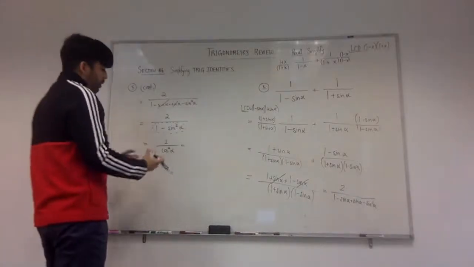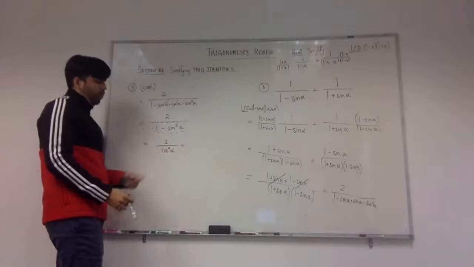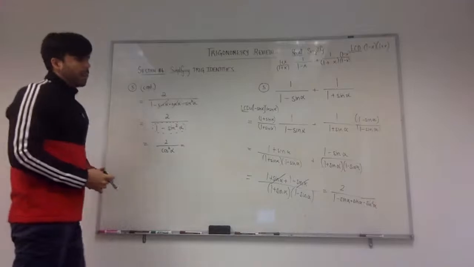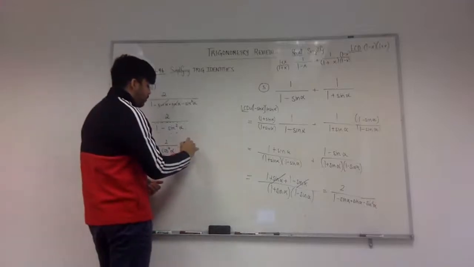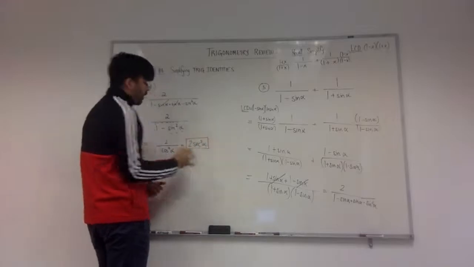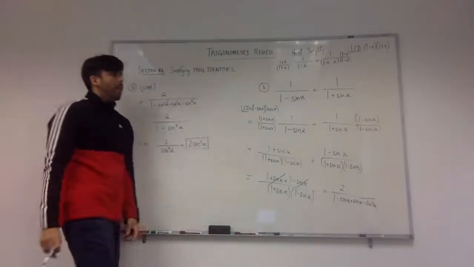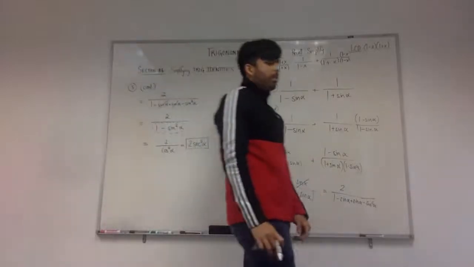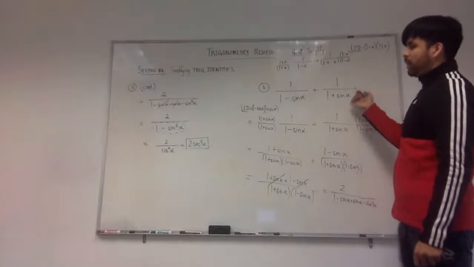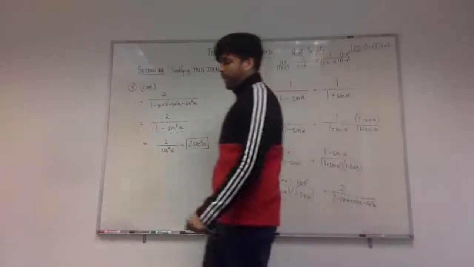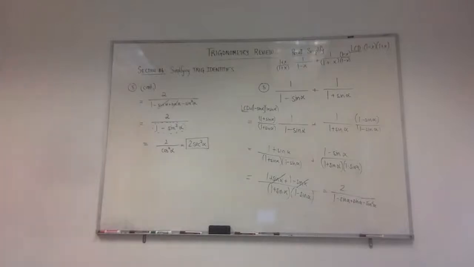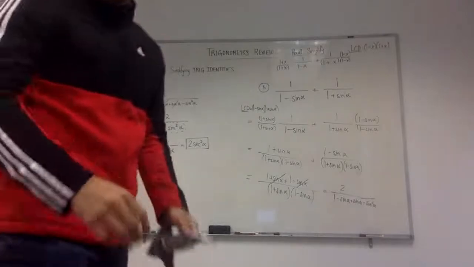Or I can write it more compactly without the fraction, knowing that 1 over cosine, pardon me, is the same thing as secant. So I can rewrite this as 2 times secant squared alpha. And this would be what 1 over 1 minus sine alpha plus 1 over 1 plus sine alpha simplifies to. It simplifies to 2 secant squared alpha. So that's the way we simplify trig identities.